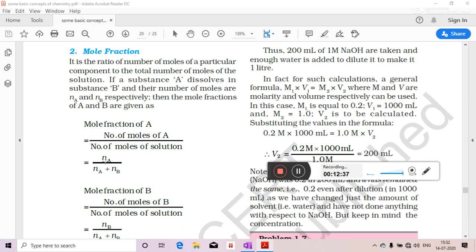So in the numerator always we have to take the number of moles of that component whose mole fraction is to be found. So here we have to find out mole fraction of A. So in the numerator we have to take the number of moles of A divided by total number of moles. So in that both the number of moles will be added. So Na plus Nb. Similarly, if we have to find out mole fraction of B, then that is equal to number of moles of B divided by number of moles of solution. So equal to, in the numerator it is Nb upon, in the denominator it is Na plus Nb.